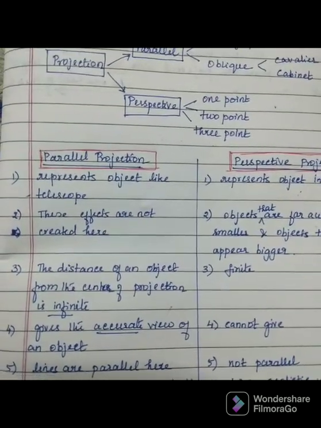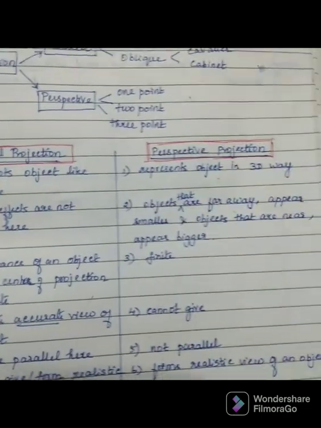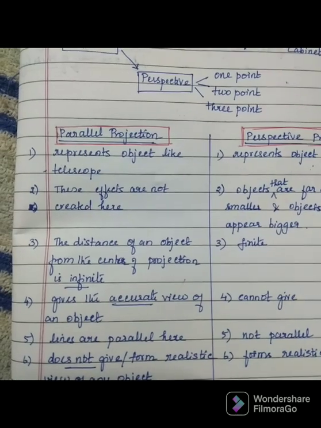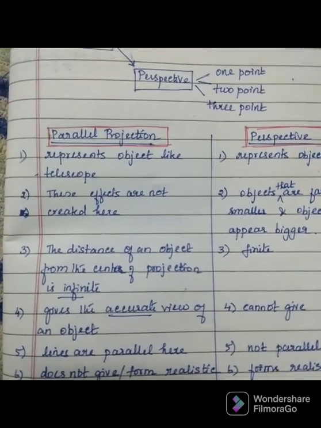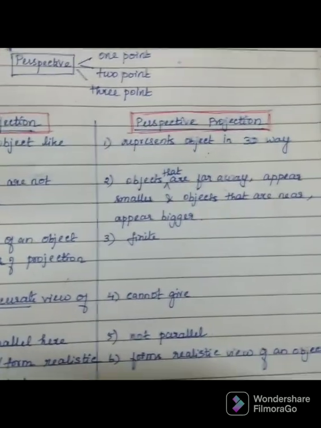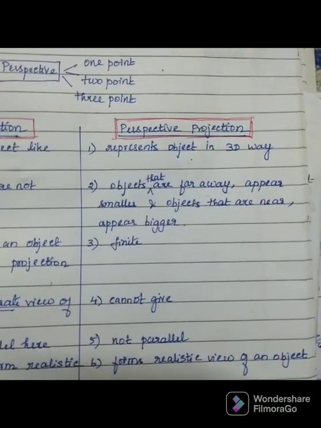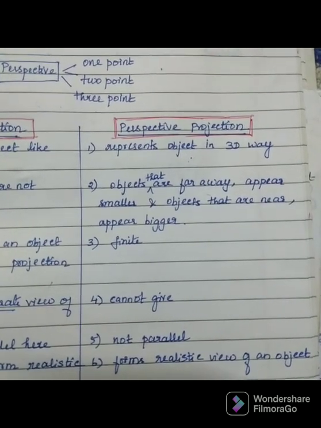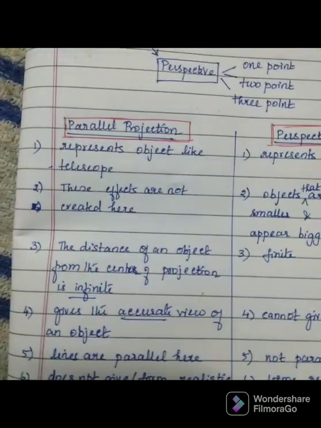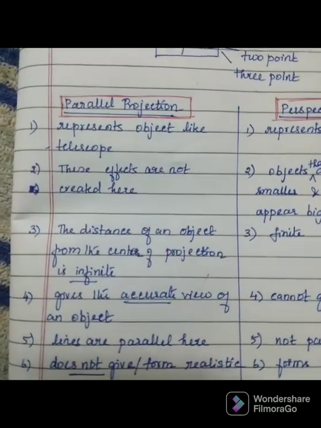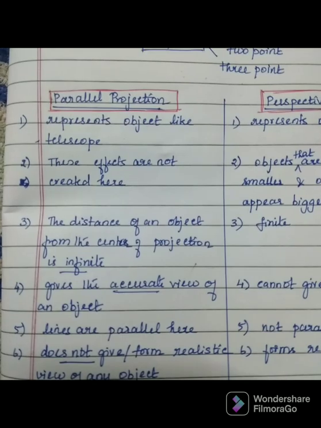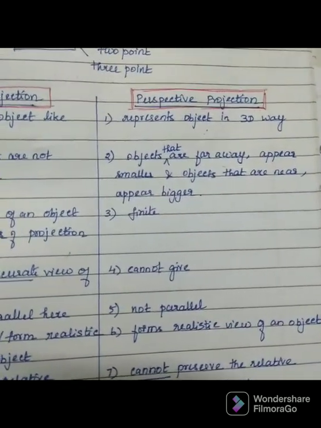Parallel projection represents objects like a telescope, whereas perspective projection represents objects in a three-dimensional way. In parallel projection, these effects are not created. Let's see the thing here. Objects that are far away appear smaller and objects that are nearer appear bigger in perspective projection, but it is not implied here. Next point, the distance of an object from the center of projection is infinite in parallel and finite in perspective projection.